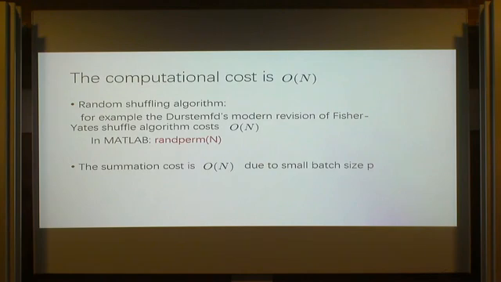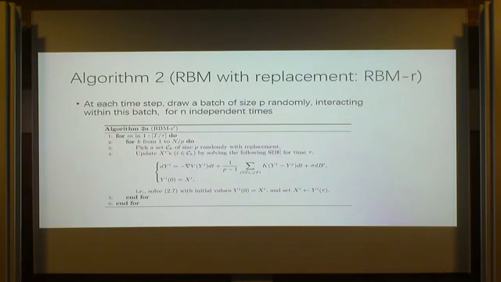You can do it differently. You can do what we call the random batch method with replacement. So what you do is you have N particles. You draw p particles randomly, let them interact, then put them back into a basket. Then draw another p particles, let them interact, put them back. After you have done little n times, you finish one time step. Then you repeat. That's what we call with replacement. So you can do these two different versions.